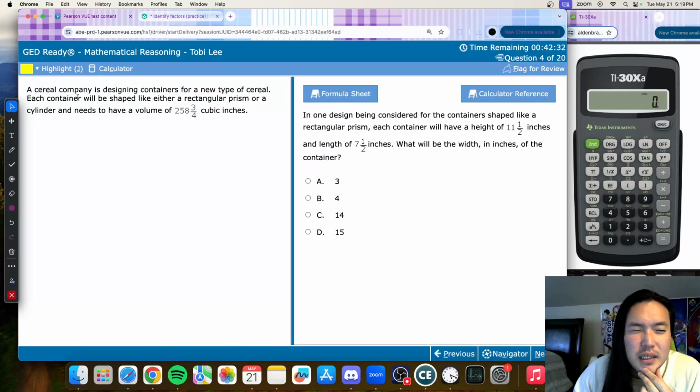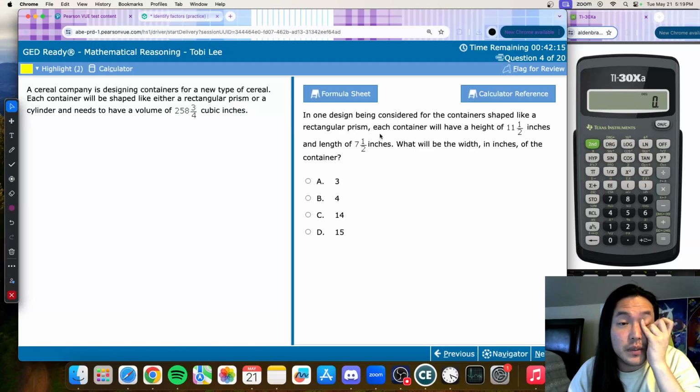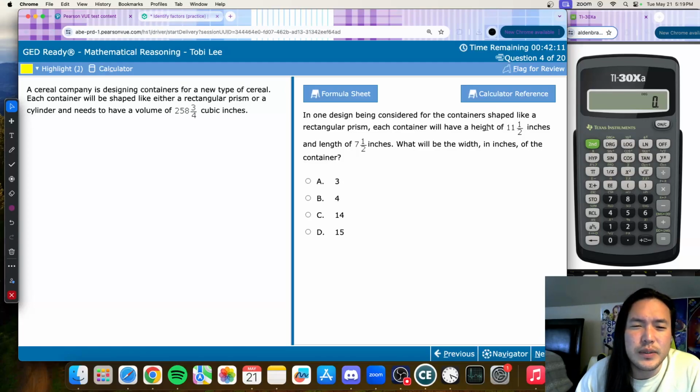So we're going to make containers for cereal. Either they're going to be boxes, rectangular prism is a fancy word for a box, or they're going to be cylinders, like tubes, right? One design being considered for the container is shaped like a rectangular prism. Each container will have a height of 11.5 inches and a length of 7.5 inches. What will be the width of the container?